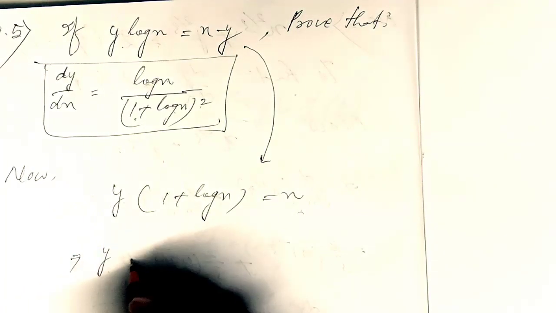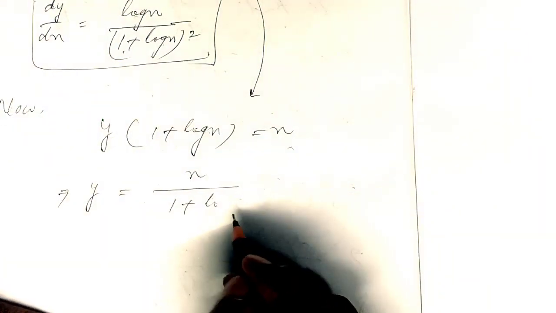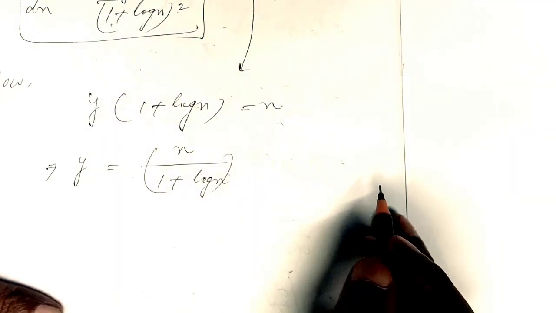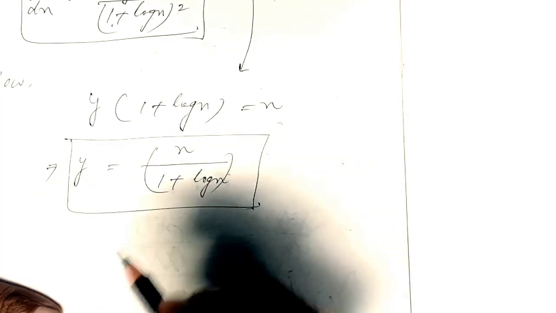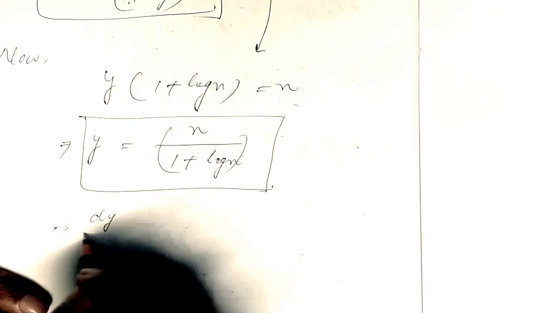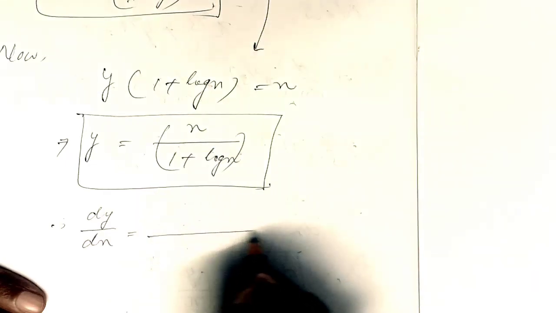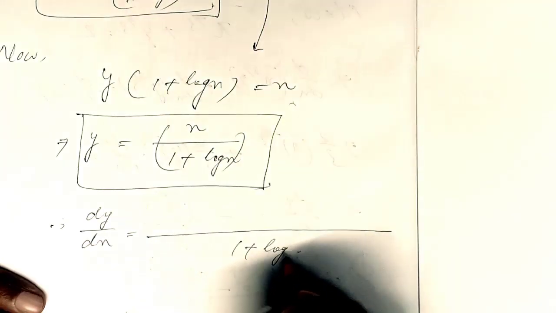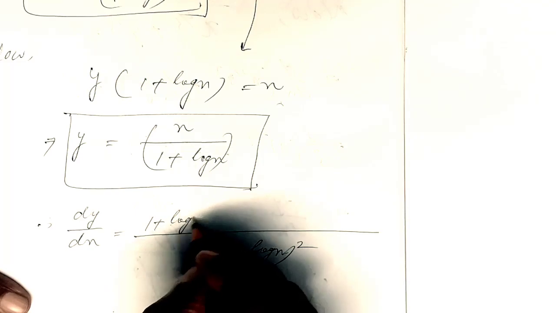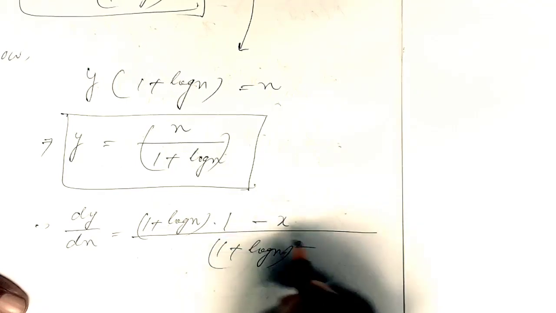Now, that means y is equal to how much? x by (1 plus log x). Yes or no? y is equal to x by (1 plus log x). Now differentiating both sides with respect to x. Therefore, dy by dx. This formula is what? Division rule, u by v. The formula is v square, that is (1 plus log x) whole square, in the denominator. Then v, that is 1 plus log x, into the derivative of u, that is x, whose derivative is 1, minus u, that means x, into the derivative of 1 plus log x.